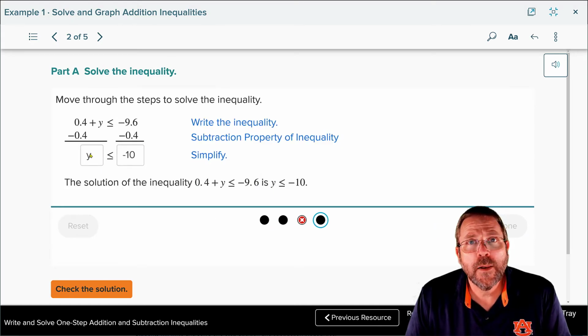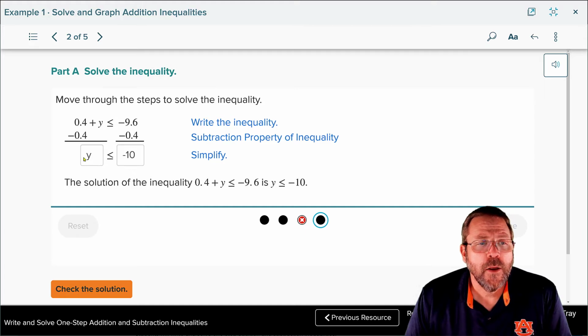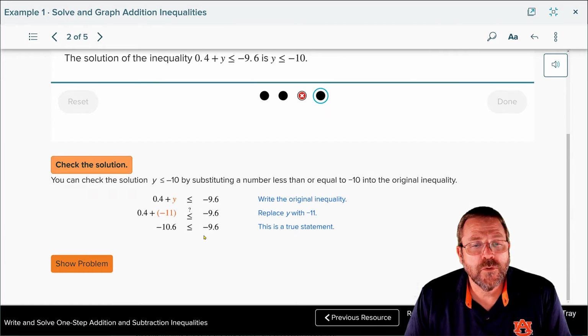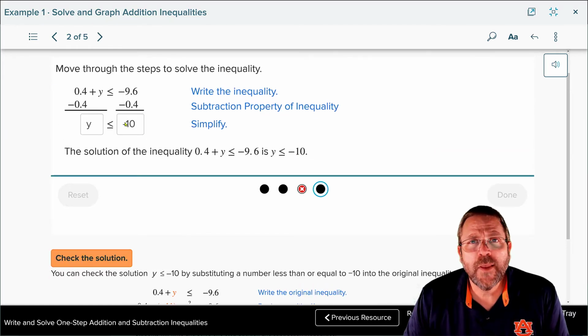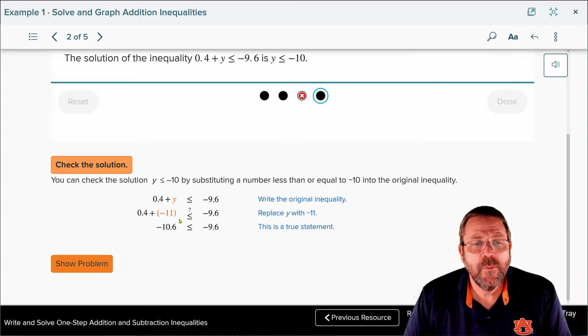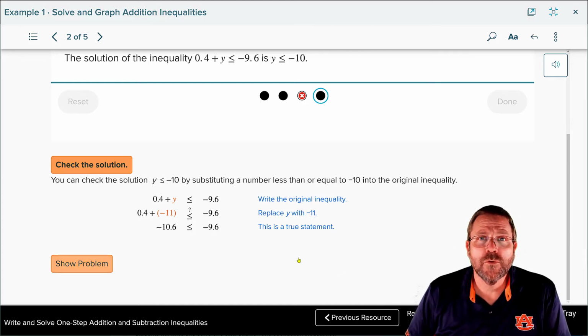From there, you get y left on the left hand side. On the right hand side, signs were the same, so they found the sum, which was 10, and the sign from the larger number went with the answer. So the solution for that was going to be y is less than or equal to negative 10. To check that solution, you need to pick a number that would satisfy it. For example, a number that's less than negative 10 would be negative 11. They plugged in negative 11 here, solved it, got negative 10.6 is less than or equal to negative 9.6. Is that a true statement? Yes, it is. So now we know we have a good solution there.